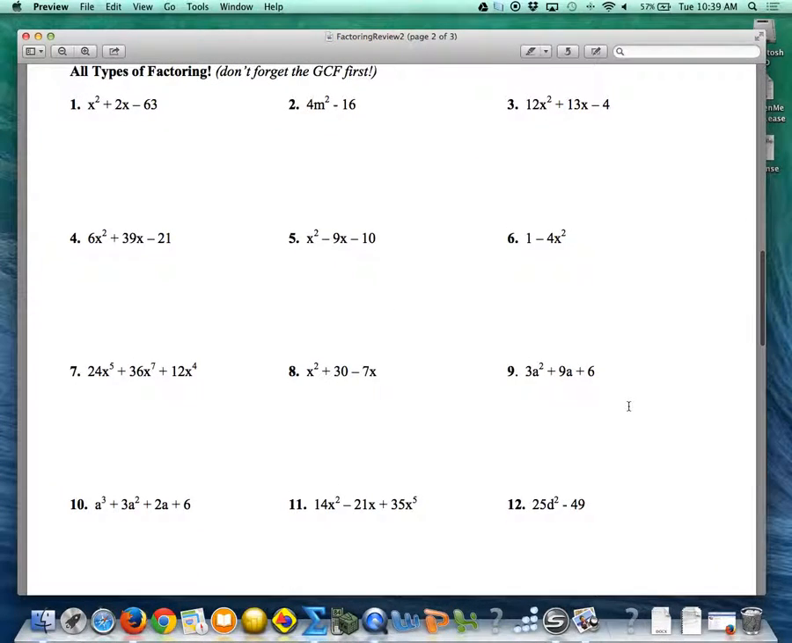Okay, next section, I'm going to do a whole bunch of problems with you. Problem number 1. Have you guys seen that factoring before? Yeah, it's what you guys did yesterday. So what am I looking for in problem number 1? What adds to 2 and multiplies to negative 63? So what is that? 9 and negative 7. So we get x plus 9, x minus 7. Okay, you're done. Not that bad.